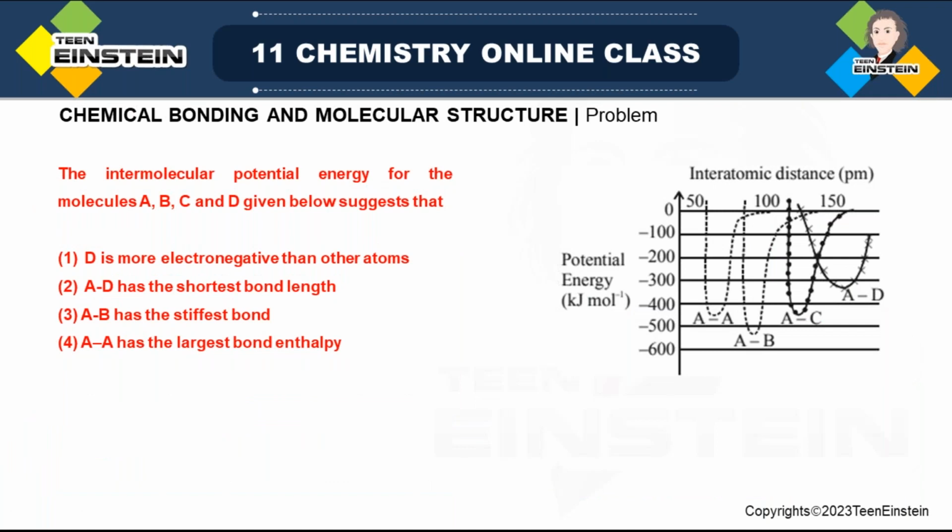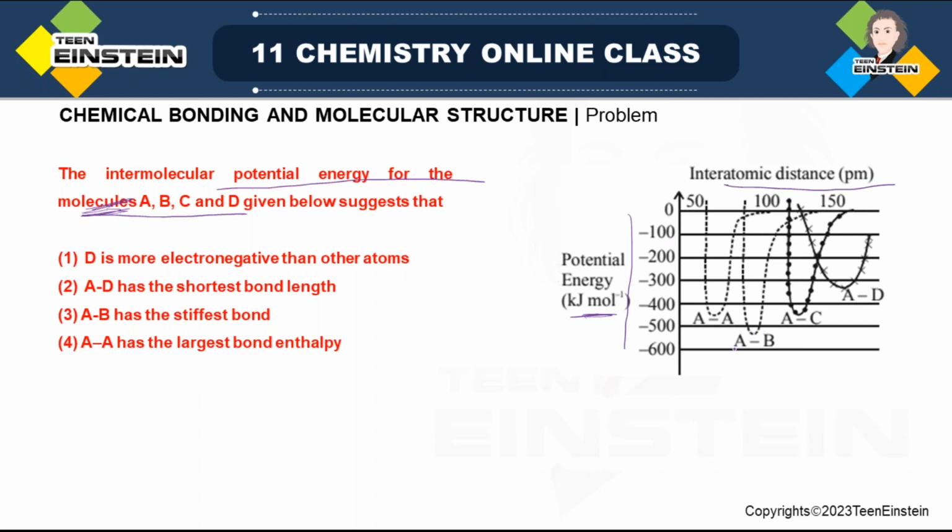So next, this problem is based on the picture and the discussion we have done. Intermolecular potential energy for the molecules A, B, C, D is given below. Basically, these are atoms, not molecules. Okay, just make the correction. Suppose there are a total of 4 different elements, A, B, C, and D. Now in this diagram, on the y-axis there is potential energy in kilojoule per mole, all the values are negative, and here we have the interatomic distance, the distance between two atoms.